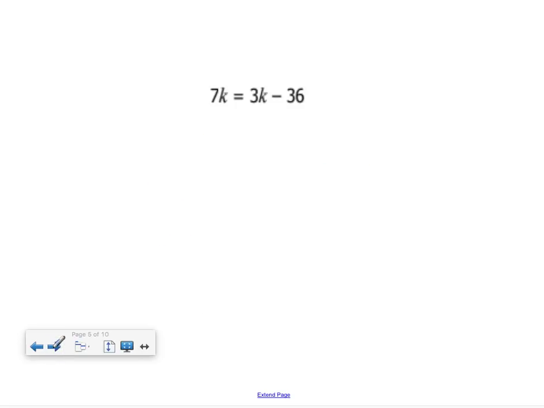So this one looks a little different. Still, it's the same process. So again, can I distribute? No. Can I combine like terms on this side? Nope. Not over here either. Okay, so now I just need to bring my variables to one side of the equation. So I'm going to bring my 3k over there. So how do I undo a positive 3k? I subtract 3k, subtract 3k.